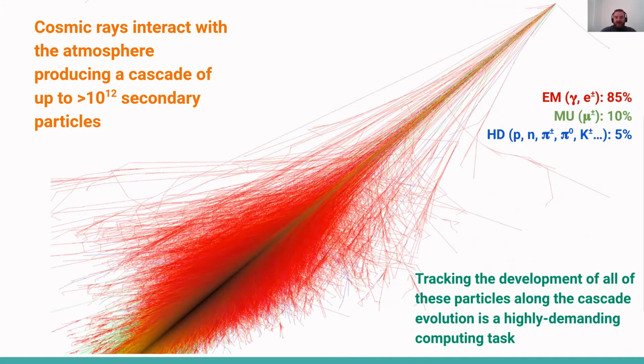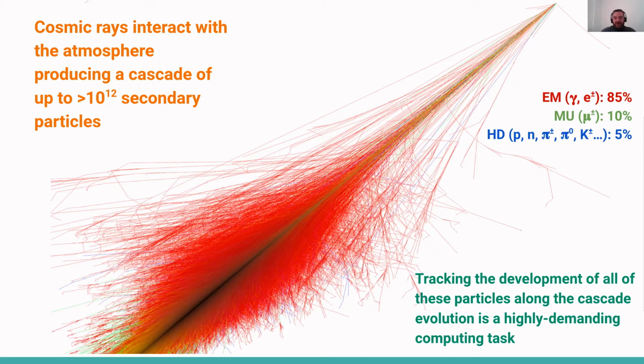Once these primaries reach the atmosphere, they interact with the nuclei of the gases composing the air, producing cascades of secondary particles that can interact with other nuclei present in the air, or can decay, producing other secondary particles, or even be absorbed in the atmosphere. Secondary particles are mainly photons and electrons, with about 10% of muons and less than 5% of hadrons. At the maximum development point, one of these cascades could have up to 10^12 secondary particles.